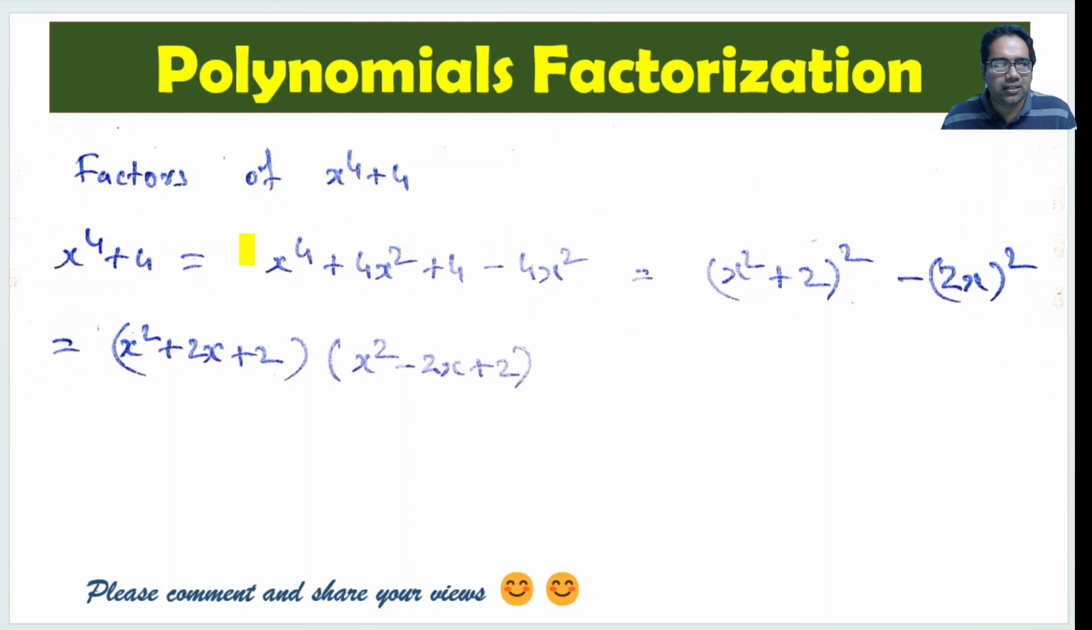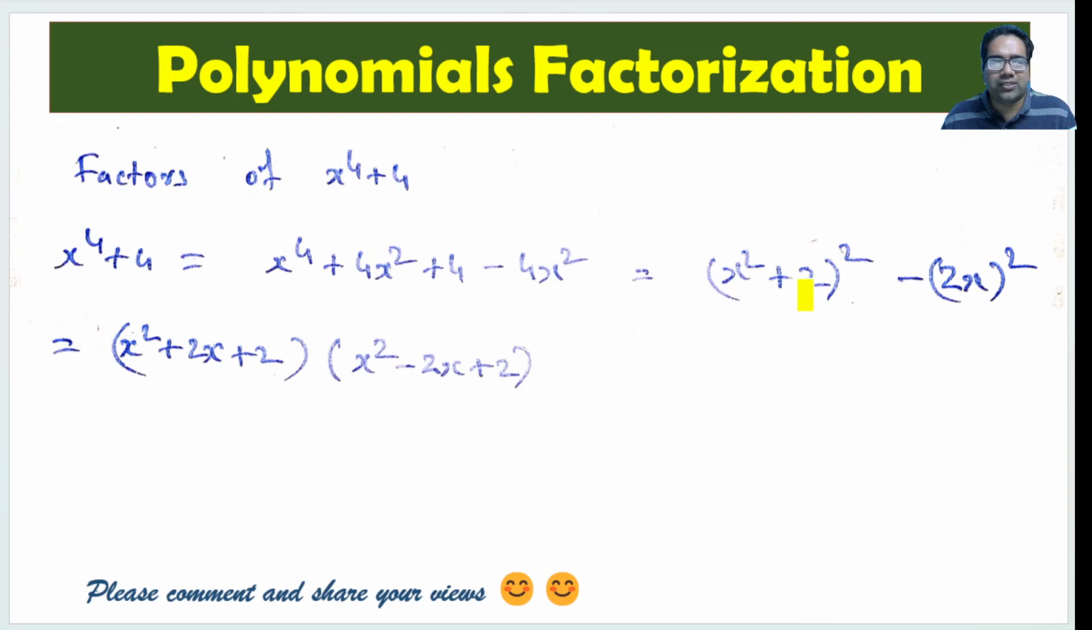This left part is actually (x square plus 2) whole square, right? (x square plus 2) whole square is a plus b whole square. So minus 4x square, which is actually equals (2x) whole square. So (x square plus 2) whole square minus (2x) whole square.